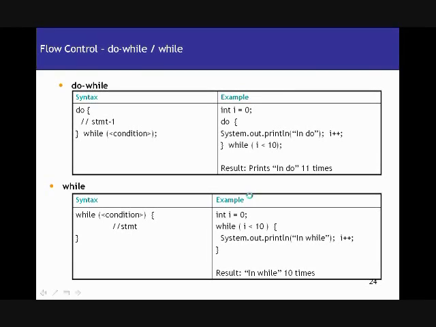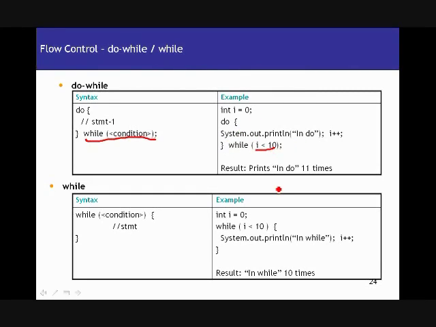If you look at the syntax of the do while statement, you have the do block where you execute certain statements and then you write a while condition. So until this condition is true, the statements in the do block are going to be executed, right? If you look at the example, int I is equal to 0, do System.out.println in do, I plus plus, while I is less than 10. So until this condition holds true, it's going to execute the statement in the do block.